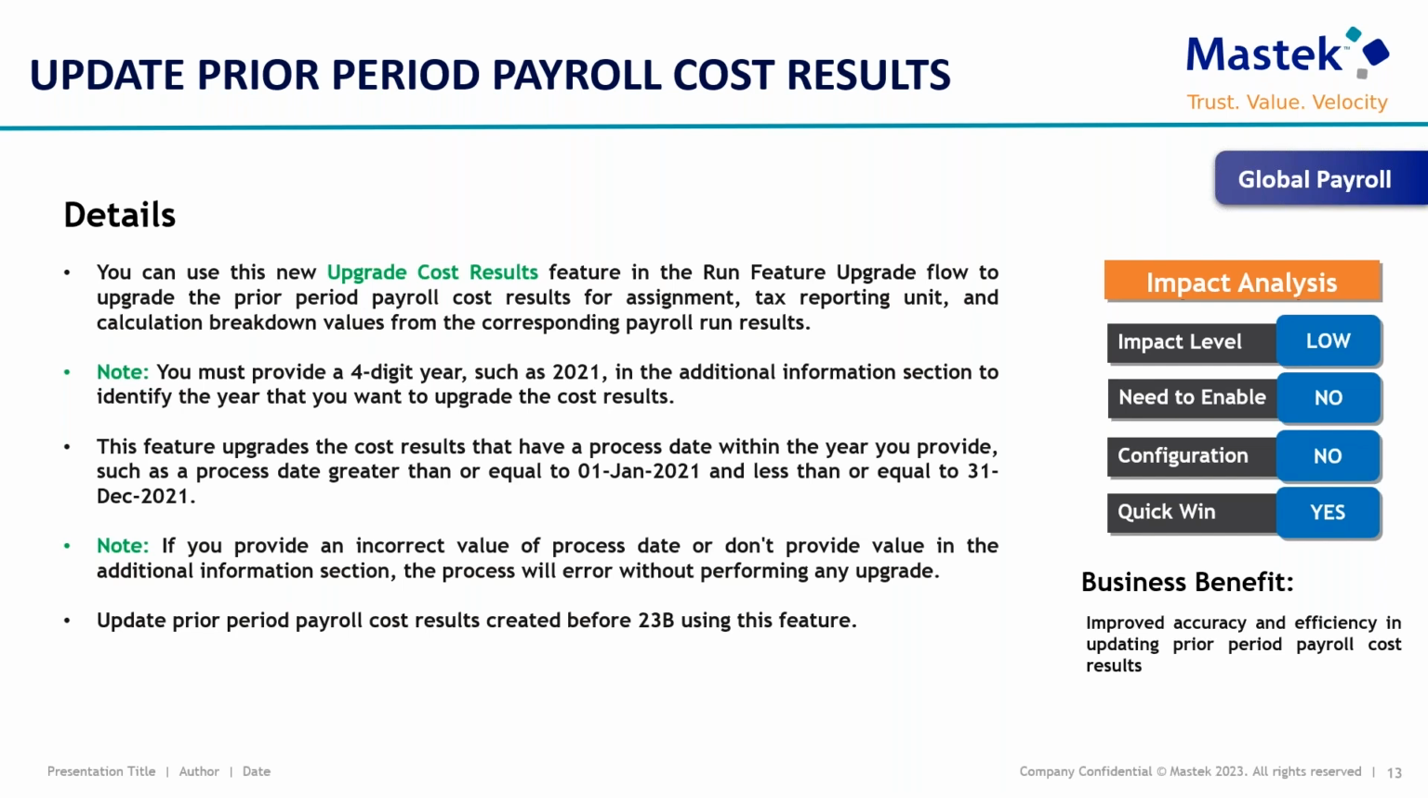Next to the feature parameter, there is another parameter called additional information. Over there, you will have to enter the year for which you want to execute this prior period payroll costing result process. For example, if you run it for 2021, then you will have to enter 2021 into the additional information, and the system will execute this process for all the payroll runs which happened inside 2021, and it will update the costing of all of those payroll runs with the latest costing which exists inside the system.